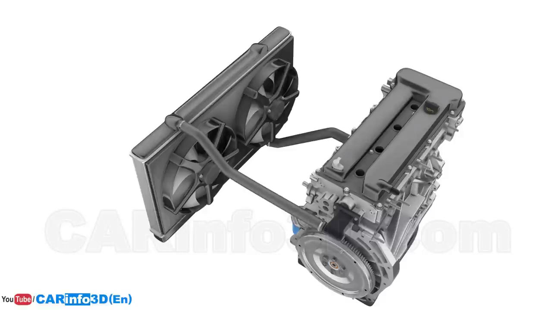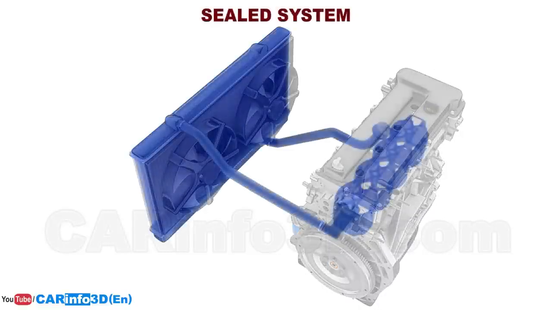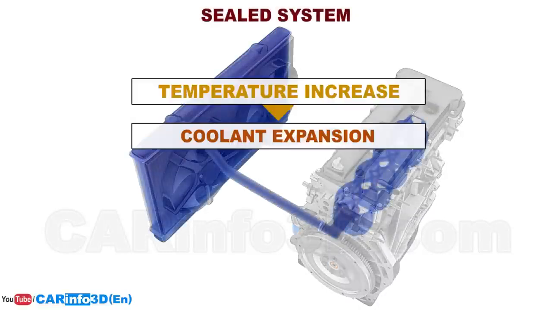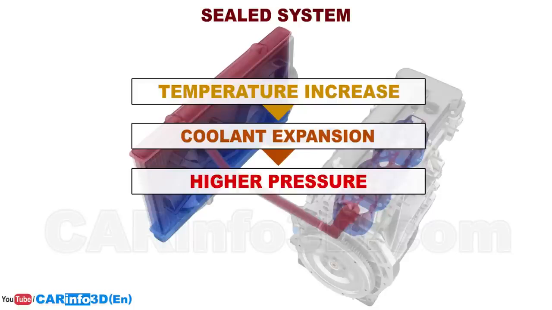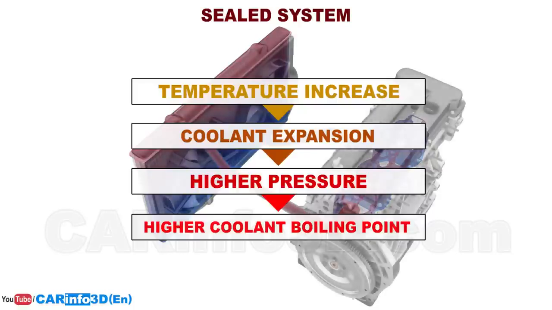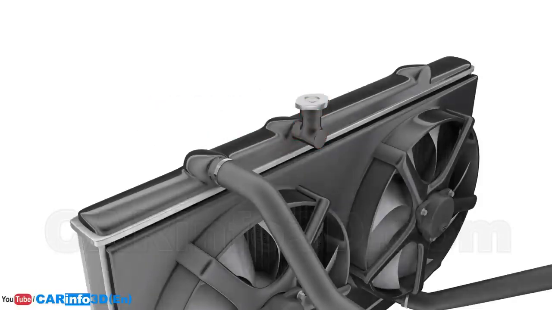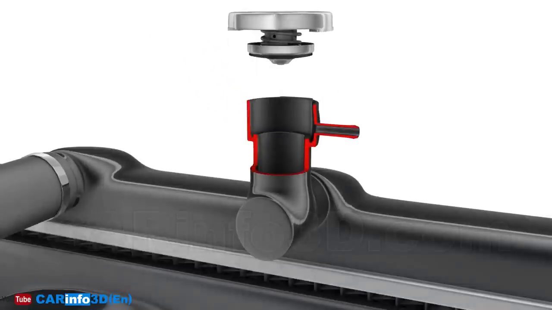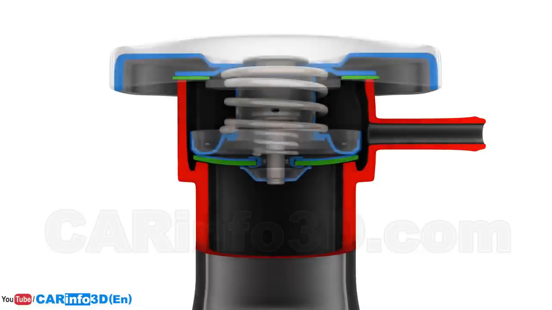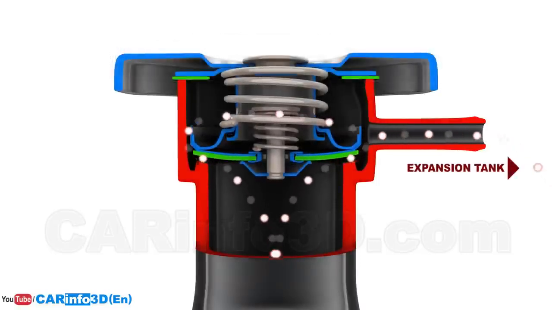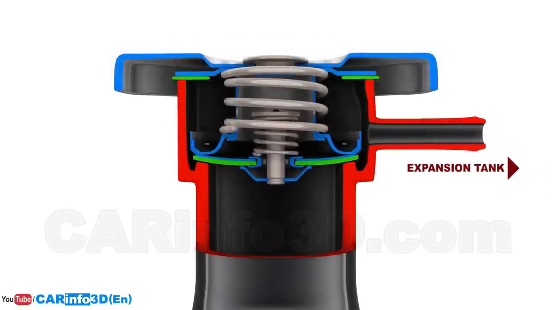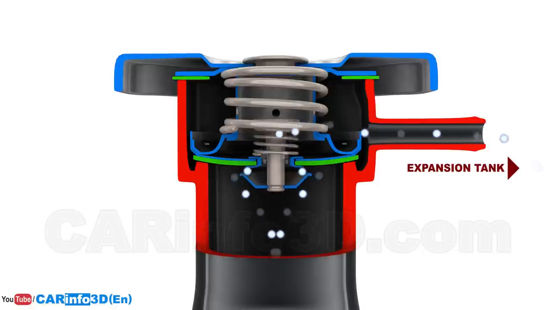It should be noted that the cooling system is a sealed system. When the coolant is heated, it expands, causing the pressure in the system to rise. This is required to raise the coolant's boiling point. However, excess pressure must be released to prevent system harm. One of the ways to do it is to use a special pressure cap on the radiator. When the maximum allowable pressure is exceeded, the cap opens, enabling coolant to escape into the expansion tank. When the pressure decreases, the liquid is pulled back into the system.